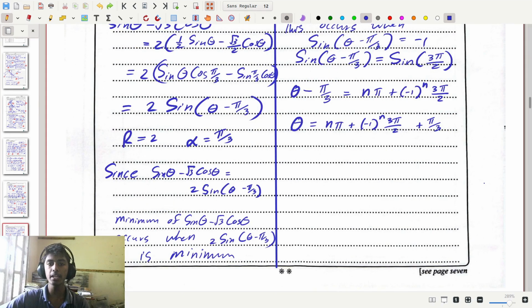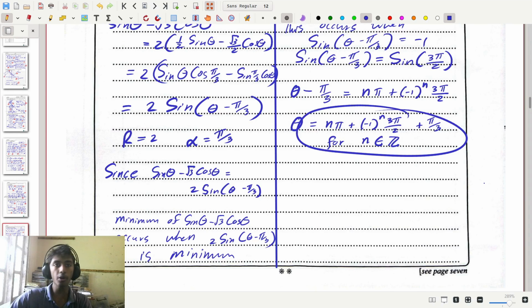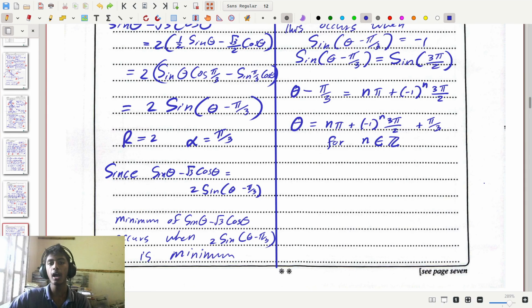Now remember, we need to say that this is only going to be true for n being an element of the integers. So for every integer n, for all the infinite number of n's that we could have here, theta could have one of those possible solutions. Since we don't know theta, we have an infinite number of solutions to choose from, and those infinite number of solutions are all represented by this single equation here. Theta is equal to n times pi plus negative 1 to the power of n times 3 pi by 2 plus pi by 3, where n is some element of the integers. So that's going to be all for this solution.